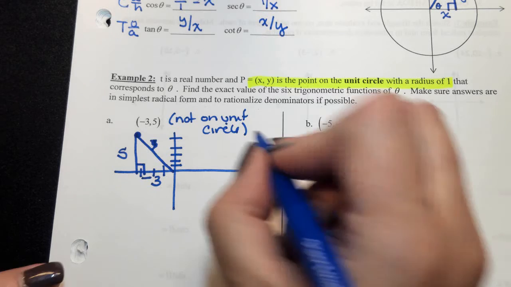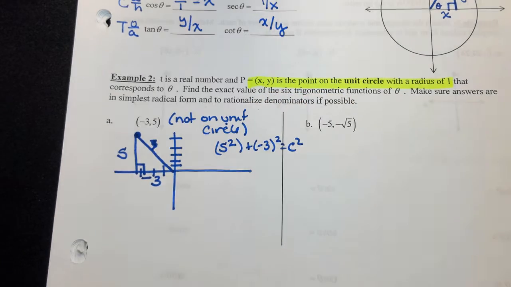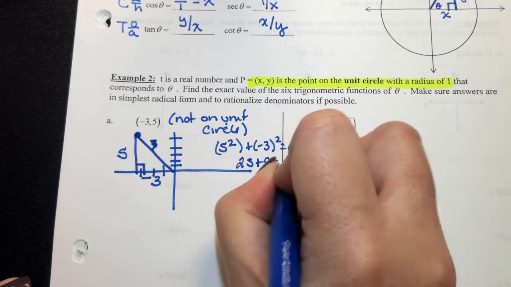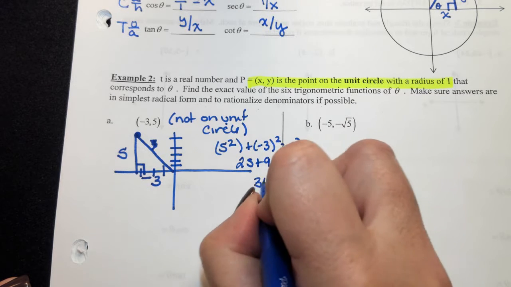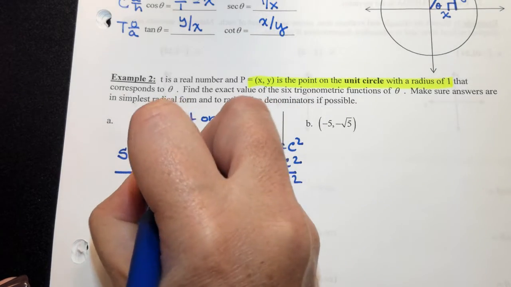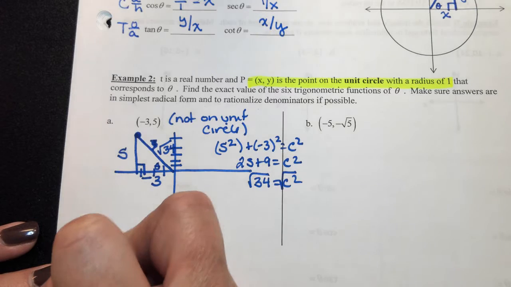So to find the hypotenuse, I'm going to use my Pythagorean theorem. 5 squared plus negative 3 squared is equal to c squared. Remember, it's always the hypotenuse squared. So 25 plus 9 is equal to c squared. What is 25 plus 9? 34. So what's the hypotenuse going to be equal to? Square root of 34. See, there was a problem. Houston, we have a problem. But you're going to be dealing with problems that are on the unit circle and not on the unit circle. All right? So any questions on how I found the hypotenuse? So all this is now is a SOHCAHTOA problem. What you have to be careful of are the negative signs.